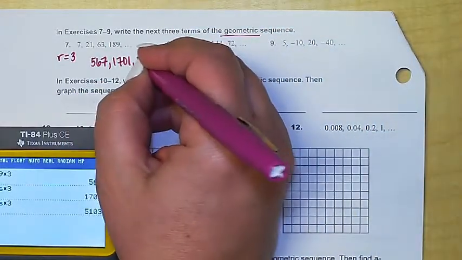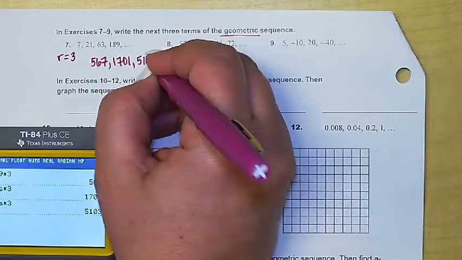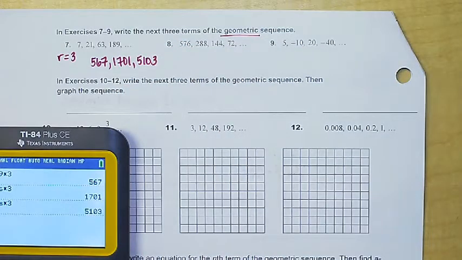1,701, and then 5,103. There you go. Okay, those will be the next 3.